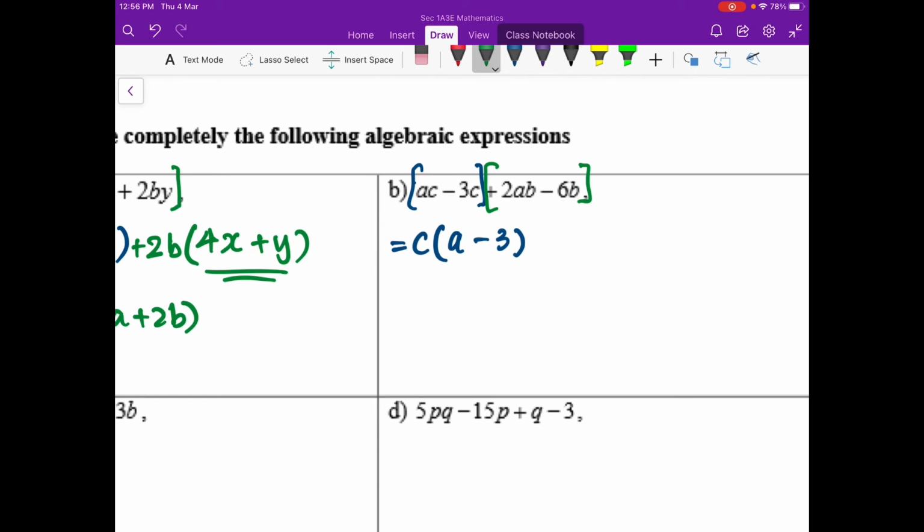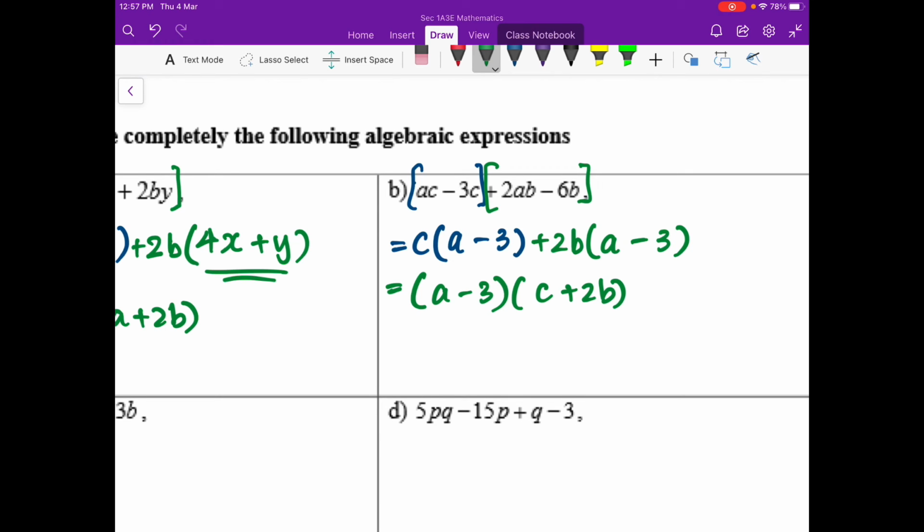Let me show you. Let's say I choose positive 2. If I put plus 2, I leave plus 2b. Then I end up with a minus 3. Happy to see this? Must be happy because the terms in the brackets are the same. So we end up with A minus 3 and C plus 2B.